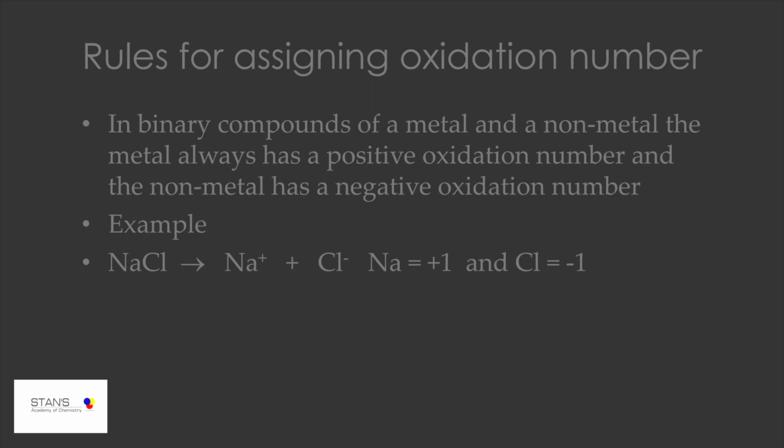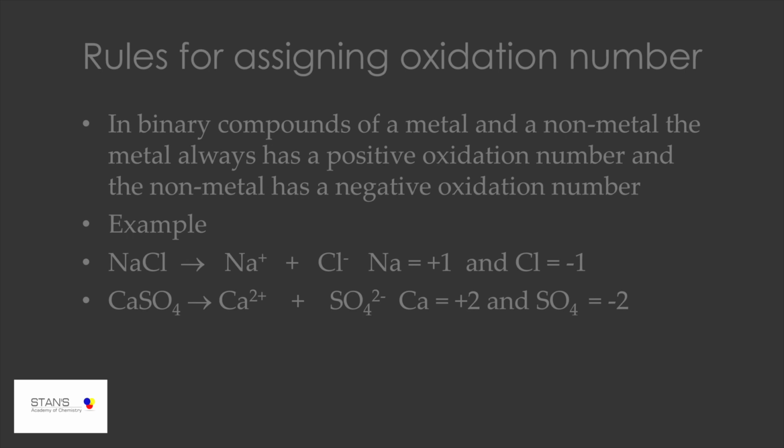Non-metals are electronegative, they tend to gain electrons and form negative ions. So in this case, sodium will be +1 and its oxidation number is 1, since it belongs to group 1 and has a tendency to lose 1 electron. Chlorine belongs to group 17, tends to gain an electron and form a chloride ion. Therefore, the oxidation number is -1.